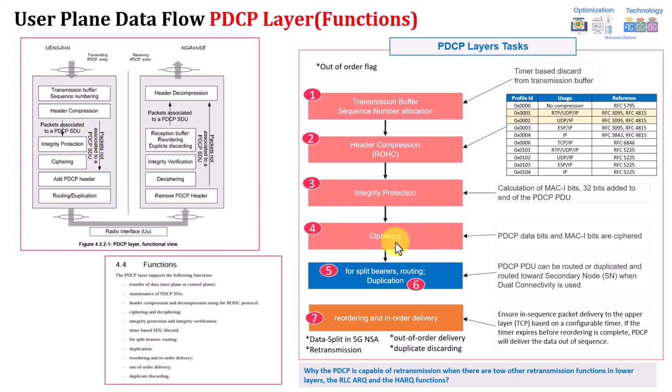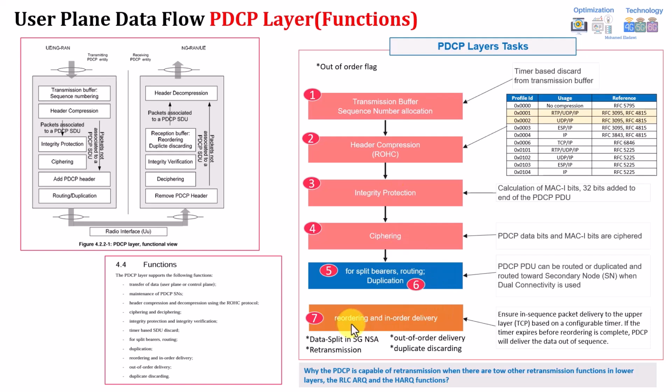Then moving forward here, you will have number 5, which is split bearer, routing, or duplication. And this is usually happening mainly in non-standalone. If you have a non-standalone and you decided to do a bearer split, transferring data, for example, if you speak about option 3x, you would like to transfer data from 5G to 4G through the interface. We'll go through the details of that part for all these 3 points.